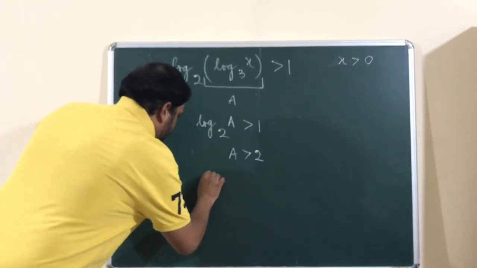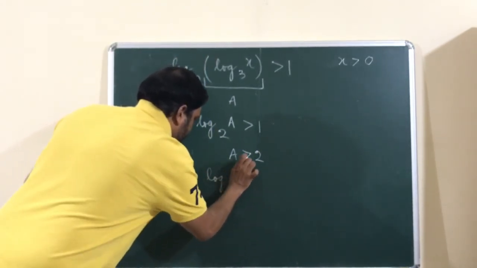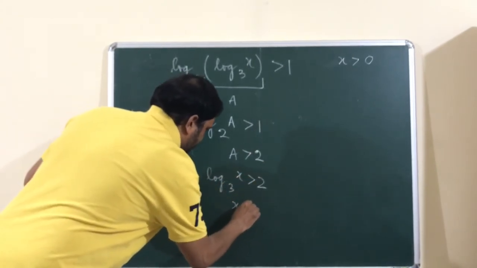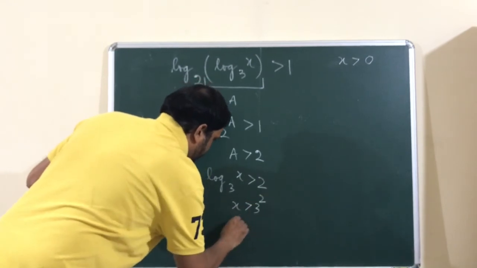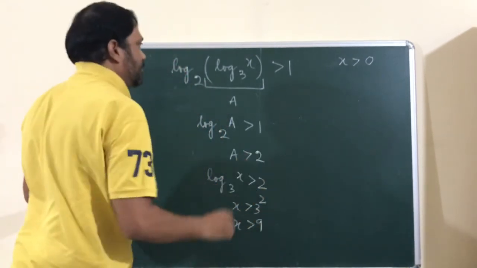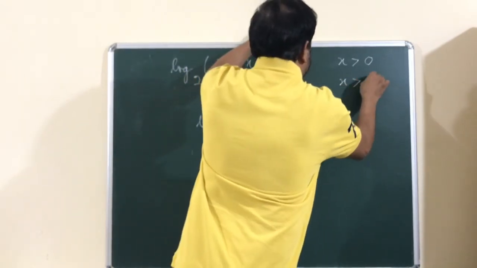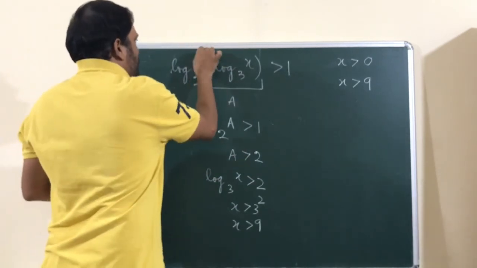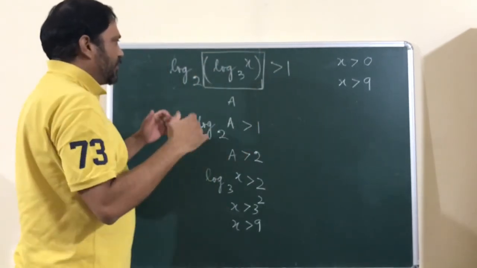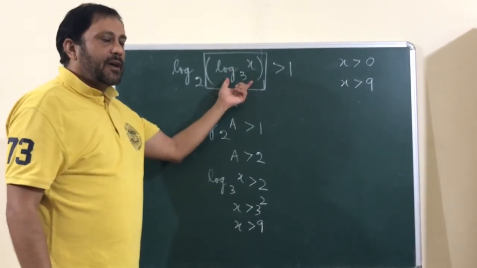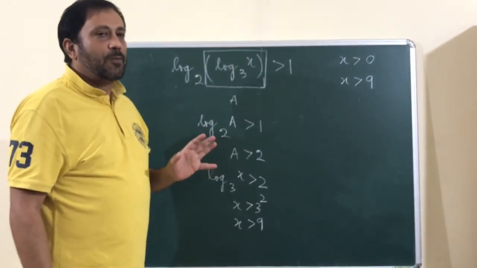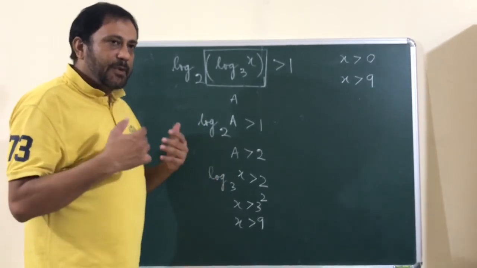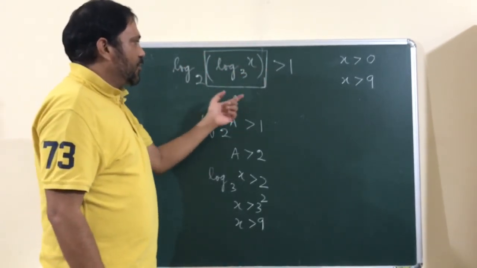What is a? Log of x base 3 is greater than 2. So I'll write x is greater than 3 raised to the power 2, that is x is greater than 9. So the next thing we got, x is greater than 9. And we also make sure that this number is positive, because whatever answers you get from log of x base 3, remember the log input is positive, but you can get negative answers from log. The answer can be any real number, but we always substitute the positive values.